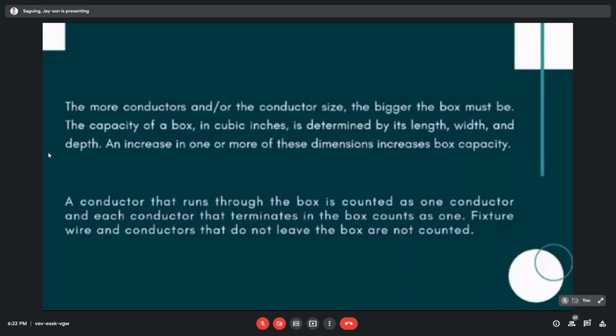The size and number of conductors to be installed in a box has influence on selecting the type of box and box size. By convention, a conductor that runs through the box is counted as one conductor, and each conductor that terminates in the box counts as one. Fixture wires and conductors that do not leave the box, such as an integral grounding wire, are not counted.